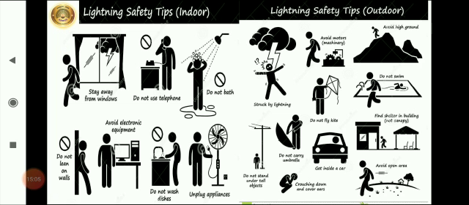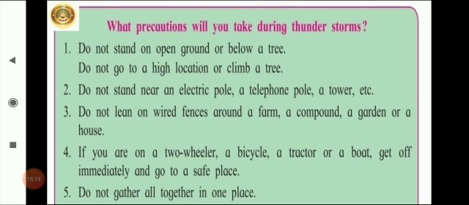So, what are the safety tips for lightning? What precautions will you take during thunderstorm or lightning? First, do not stand on open ground or below a tree. Do not go to a high location or climb a tree. Second, do not stand near an electric pole, a telephone pole, a tower, etc. Third, do not lean on wire fences around a farm, a compound, a garden, or a house.